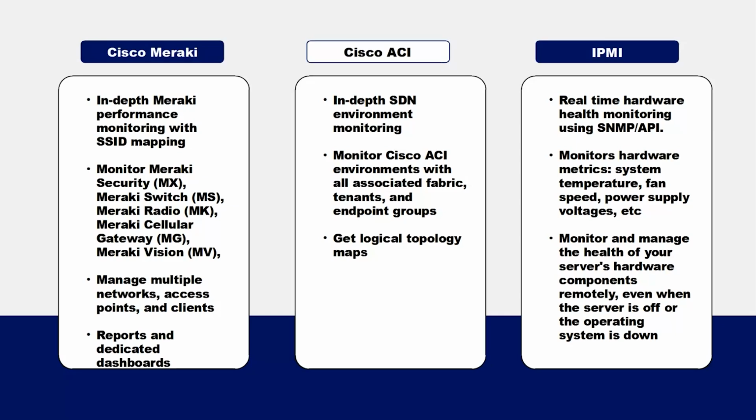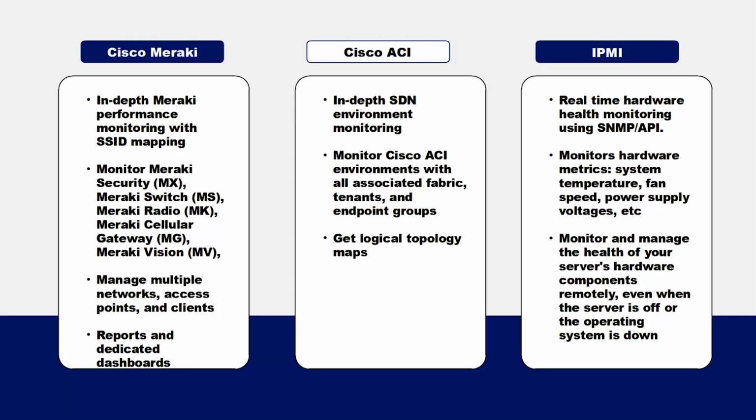And finally, we have Meraki, ACI, and IPMI. With Meraki, we do the monitoring of the security switch, radio, cellular gateway, and devices. So this monitoring of Meraki is happening through the Meraki API. Meraki is actually an organization. Cisco has designed an organization and it is named the Meraki controller. This controller can be monitored, and it is especially used to identify the multiple networks. It is the connectivity between multiple networks and access points. This information can be monitored over here.